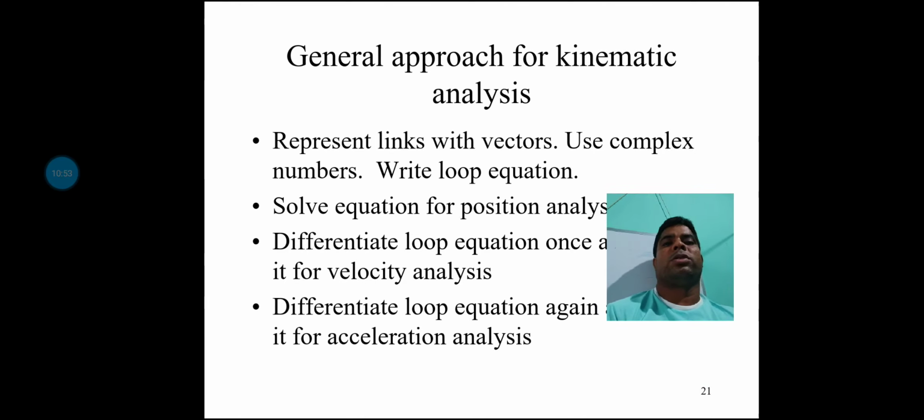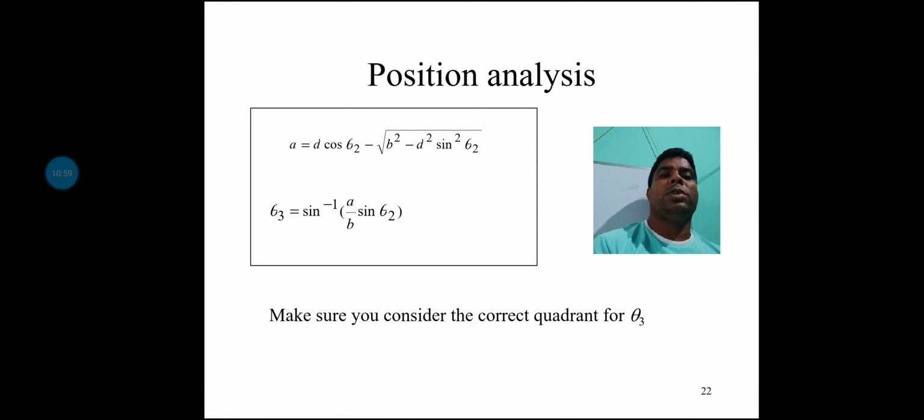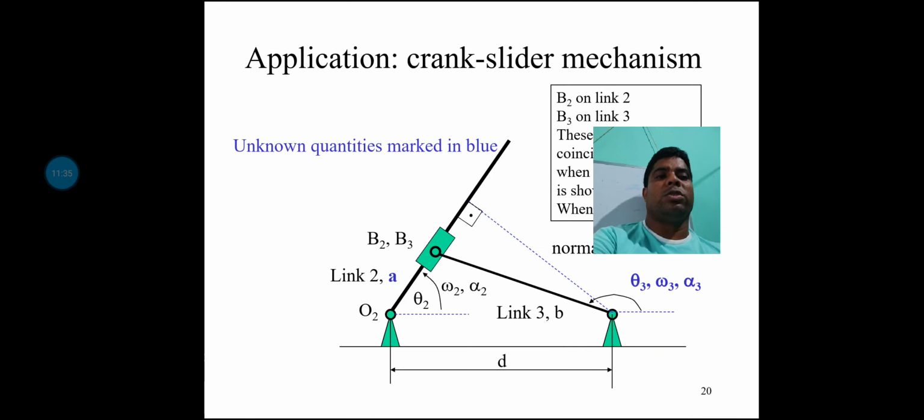Now the position analysis. Here A is equal to d cos sigma 2 minus the root of b square minus d square sin square sigma 2. Now sigma 3 is equal to sin inverse of A by B, sigma 2 sin sigma 2. So make sure you consider the correct quadrant for theta 3. That is the equation to calculate the position analysis, where the mechanism is actually located. That means, this figure, where it is actually located.